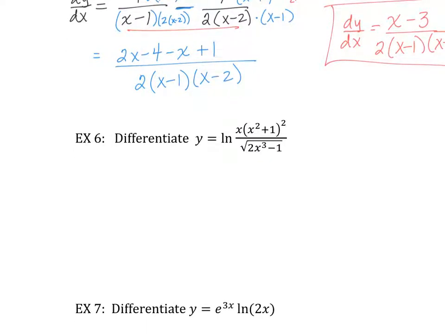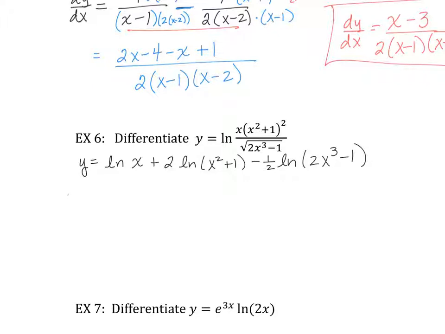All right, my first step, I'm going to start over here because it's going to be a long equation here. I'm going to use my log properties. So I'm going to have a string of 3 different logs. Natural log of x plus 2 natural log of x squared plus 1 minus 1/2 natural log of 2x cubed minus 1. So hopefully you understood all those log properties.